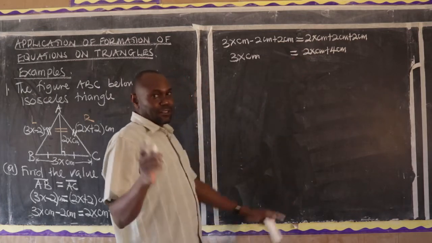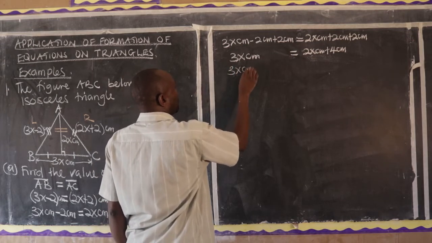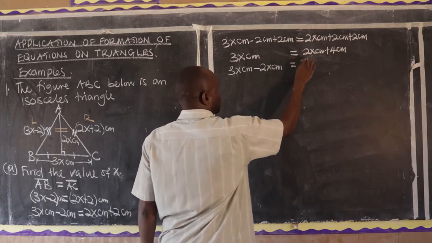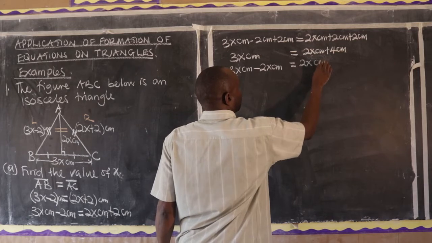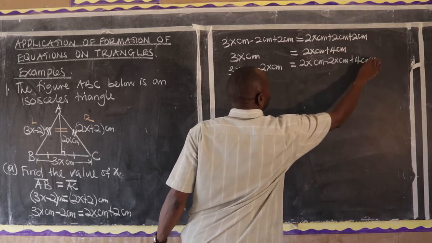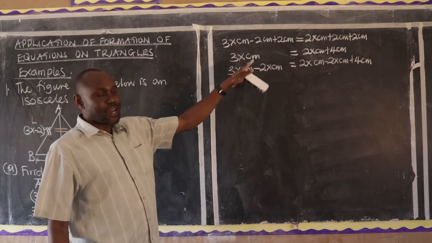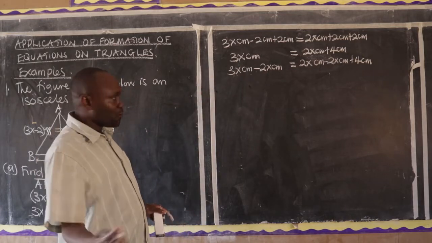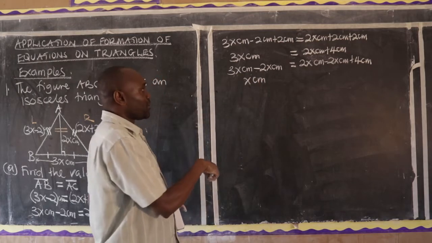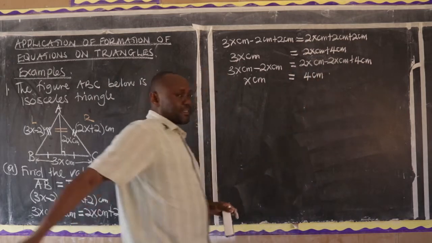Therefore, we get the additive inverse of positive 2x to be 3x centimeters minus 2x centimeters, which will give us 2x centimeters minus 2x centimeters plus 4 centimeters. So 3x minus 2x, that is 3 minus 2. 3 minus 2 shall remain with only x centimeters. Don't say 1x, no. You don't say like that. Which is equal to 4 centimeters.